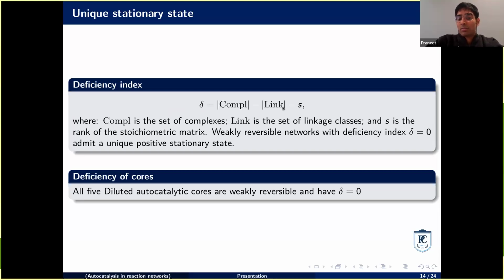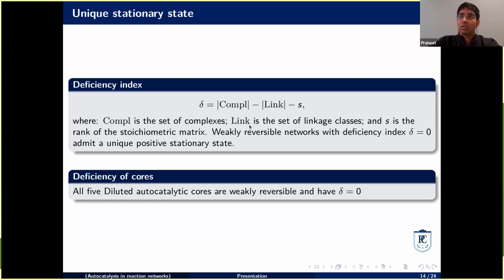So link is the number of such linkage classes that exist, and the rank of the stoichiometric matrix gives an index which is called the deficiency index. According to deficiency zero theory, if I have a weakly reversible network with a deficiency index of 0, then it will always admit a unique positive stationary state.